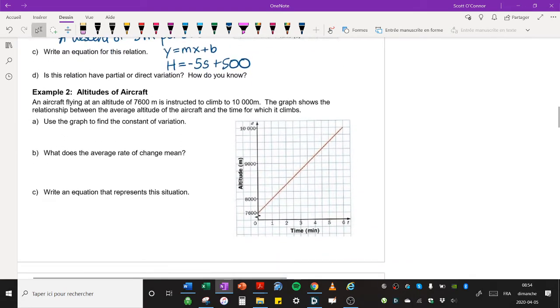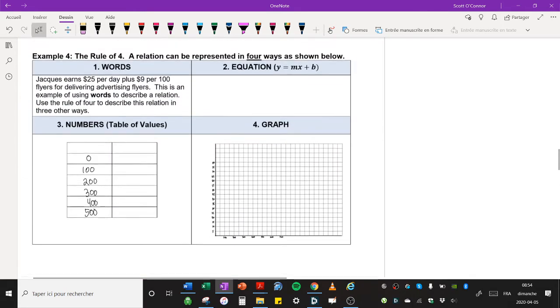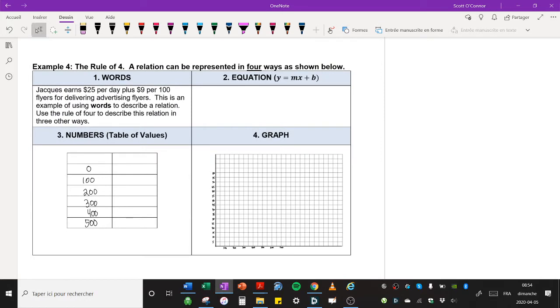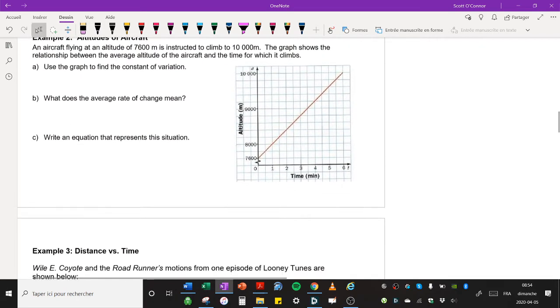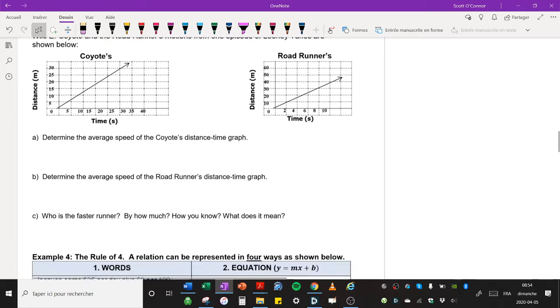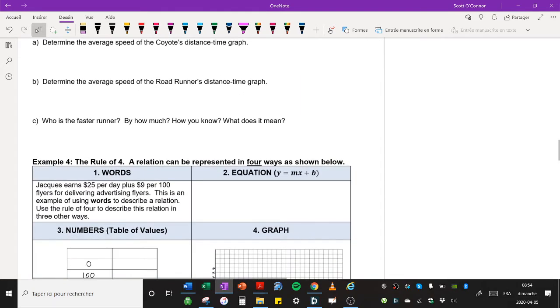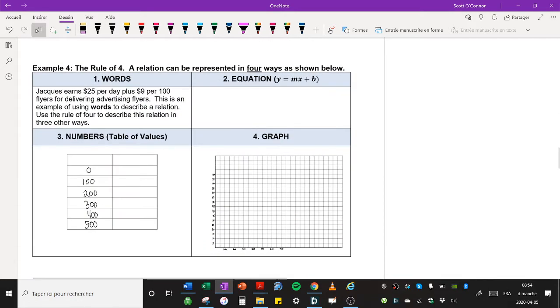All right, now I'm going to look at very quickly this here, example 4, rule of 4. A relation can be represented in 4 ways as shown below. In terms of the other questions on this handout, I will be posting like an answer key, so you can do them on your own and then check the answer key and see if you've done them correctly, and if you have any questions you can ask me. But in this video, I'm just going to go over this part here.